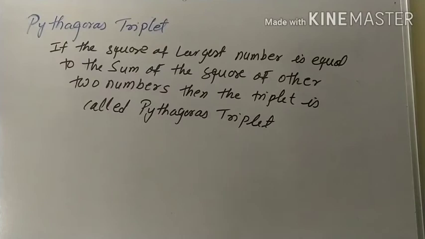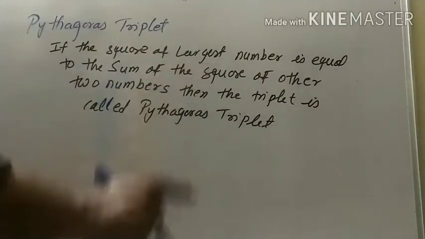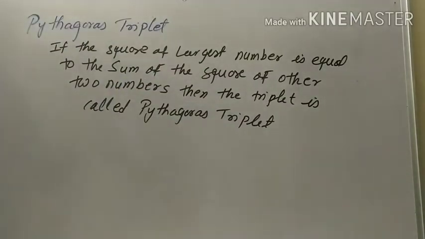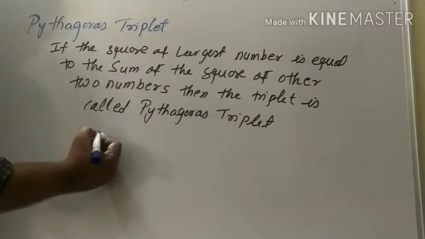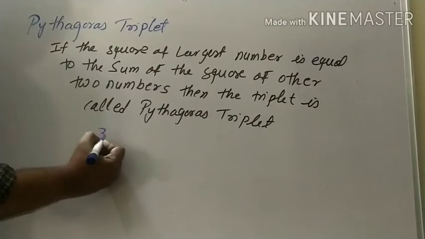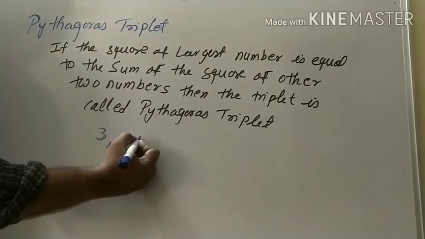So student, after proving Pythagoras theorem, we come to see Pythagoras triplet. What is a Pythagoras triplet? If the square of the largest number is equal to the sum of the squares of the other two numbers, then the triplet is called a Pythagoras triplet. For example, there are three numbers: 3, 4 and 5.